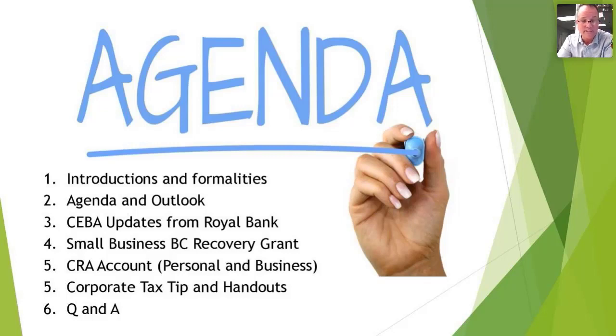And corporate tax tip, Brent will be on towards the end here talking about his assistance with the BC recovery grants, and also the number one corporate tax tip that we have is corporate-owned life insurance, and Brent will shed some light on that. And then, of course, we always have Q&A at the end.